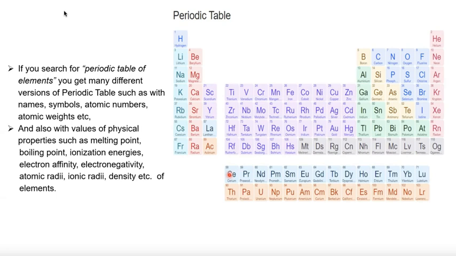Well, there are periodic tables with names, symbols, atomic numbers, atomic weights, and also periodic tables with physical properties like melting point, boiling point, ionization energy, electron affinity, etc.